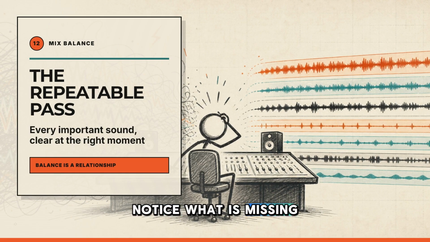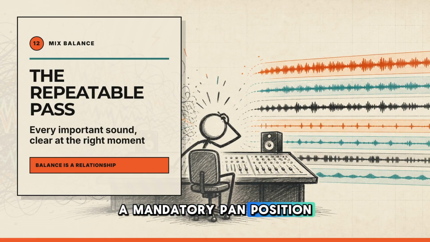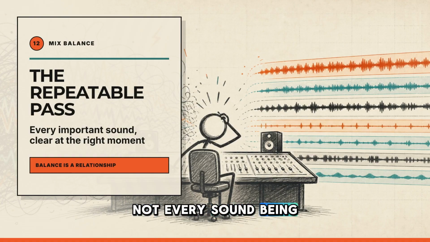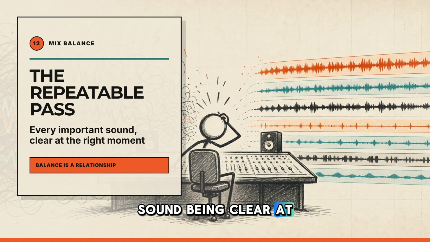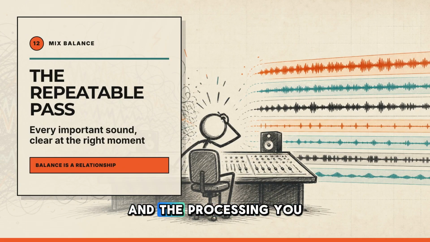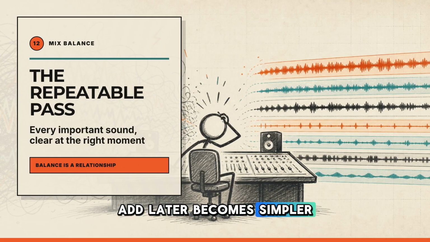Notice what is missing from that list: a guaranteed frequency, a mandatory pan position, or a plug-in that works on every song. A professional balance is not every sound being equally loud. It is every important sound being clear at the right moment. Get those relationships right, and the processing you add later becomes simpler, faster, and far more intentional.